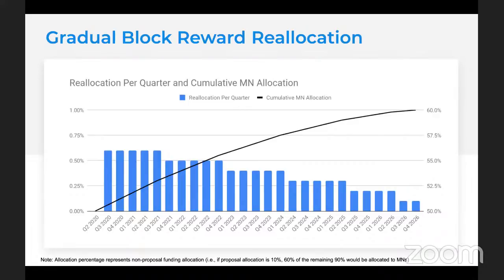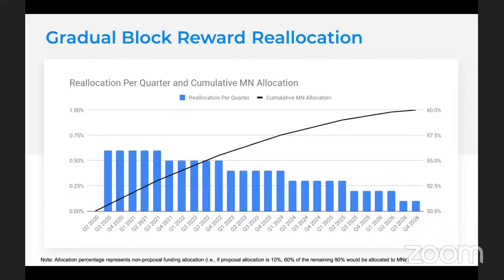And so I'm drawing that distinction because in parallel, we are proposing a change to the proposal allocation model and how that occurs. And so I'm trying to just extract that portion of the decision away. So this would apply to transaction fees, and it would apply to the non-proposal block reward allocation.